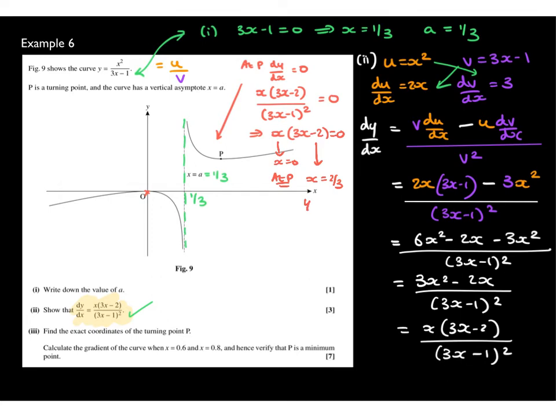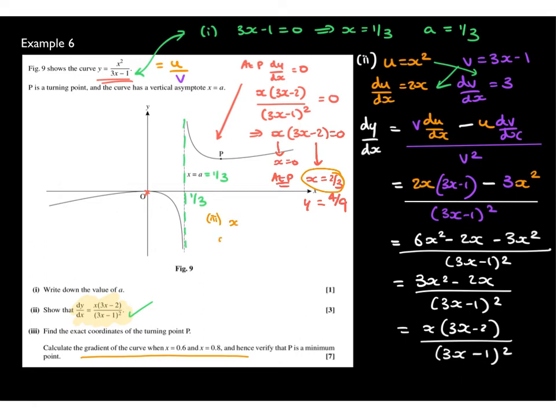We then need to calculate the y coordinate, so we substitute back into the original equation. So y then equals 4/9. Now, calculate the gradient of the curve when x equals 0.6 and 0.8, and hence verify that P is a minimum point. Now, these two values for part 3 have been chosen because they're either side of the x-coordinate we've calculated for P, which is 2/3 or 0.6 recurring.